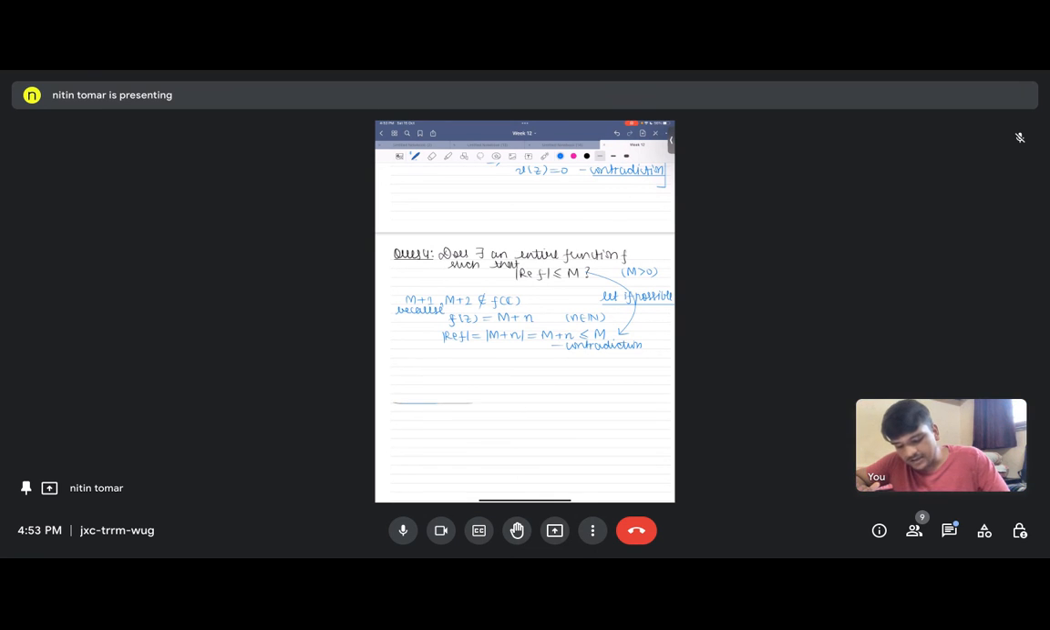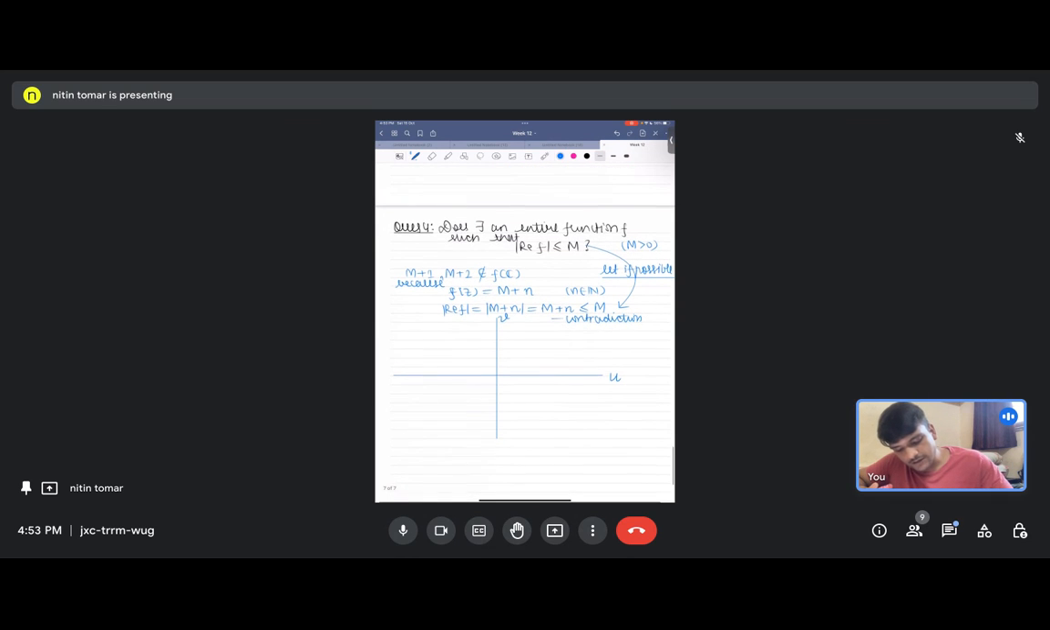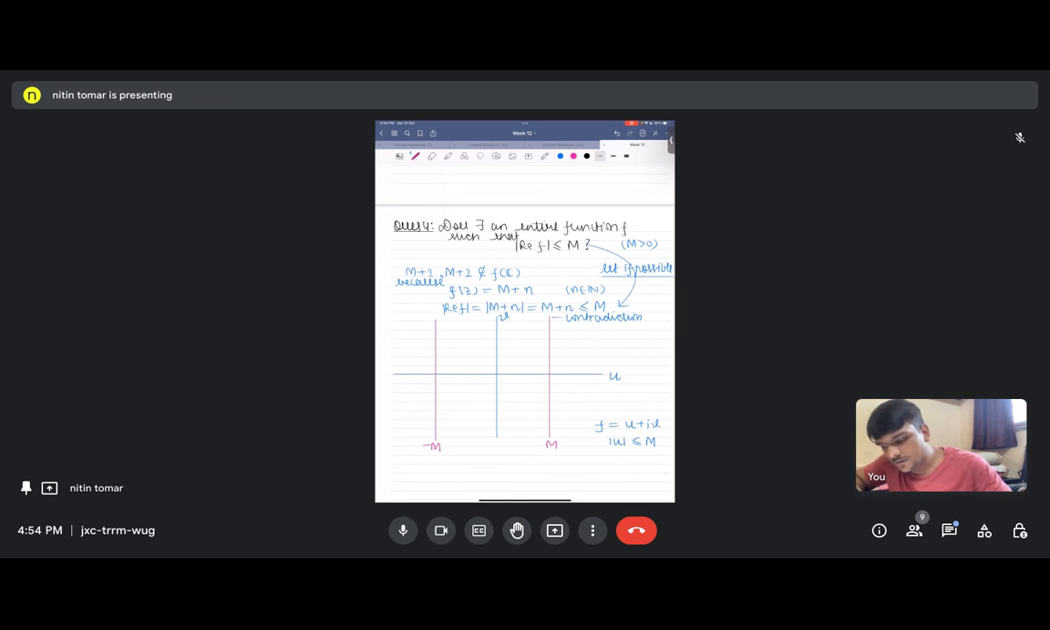Yes sir. Think geometrically. This is the u axis, this is the v axis. f is u plus i v, right? Now what you are saying in this question is that mod u is less than or equal to m, correct? So this is my m and this will be my minus m, correct? What you are precisely asking is to stay in this region. In this region only, is mod u less than or equal to m or not?